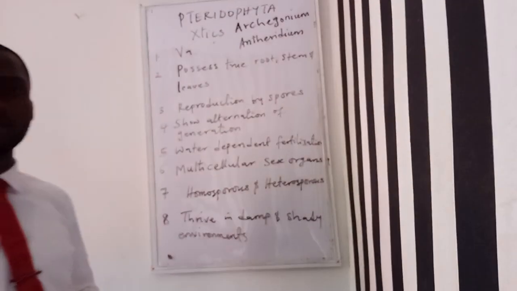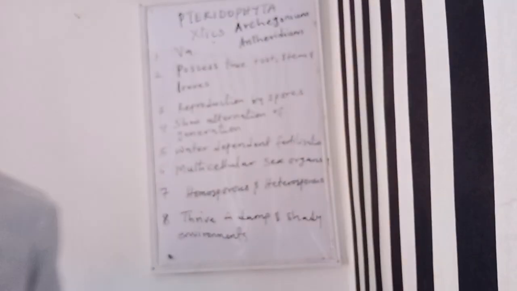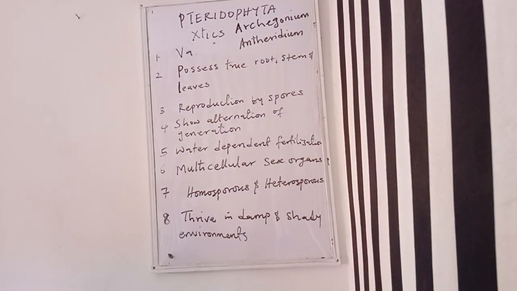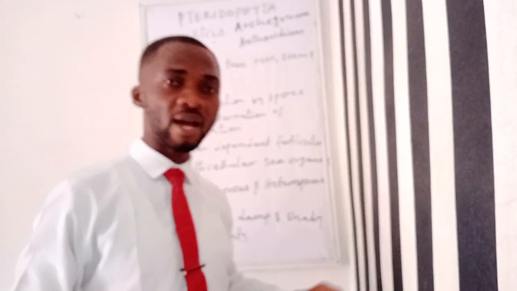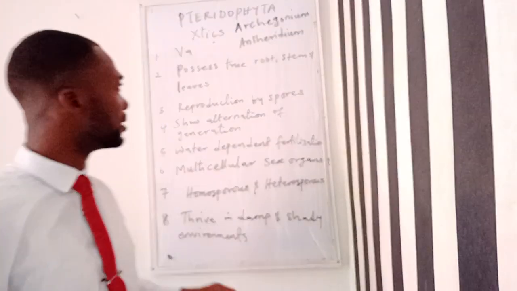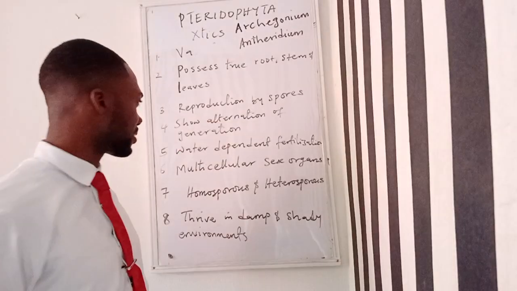The antheridium is the male sex organ. This is the male sex organ, this is the female sex organ. So these two sex organs are found within these plants.